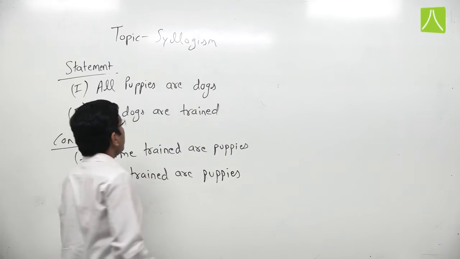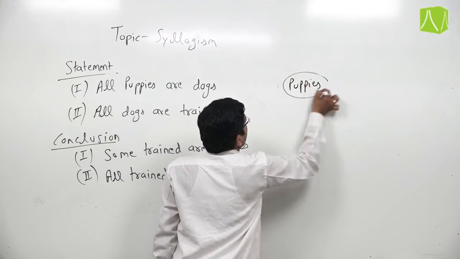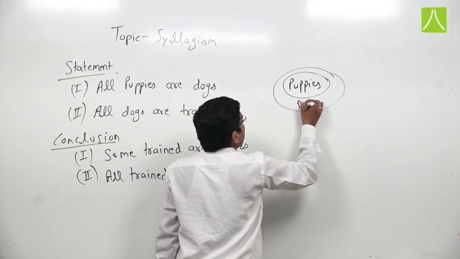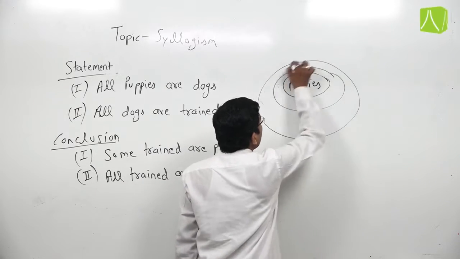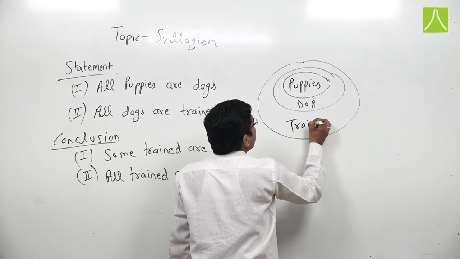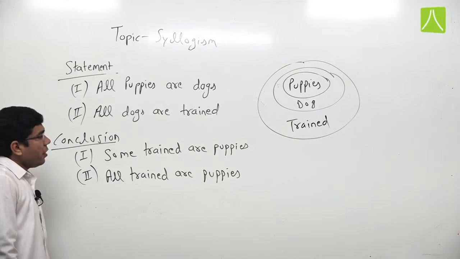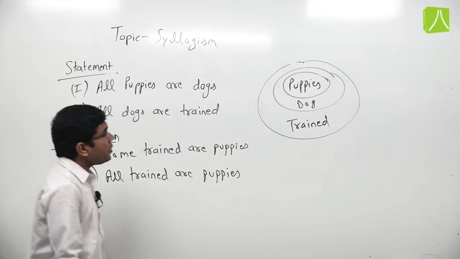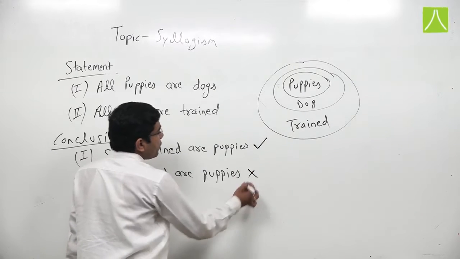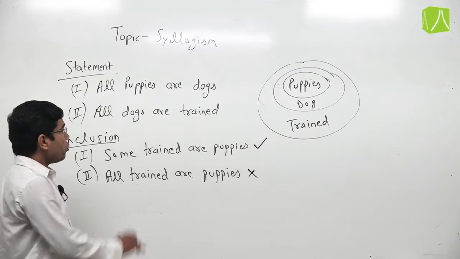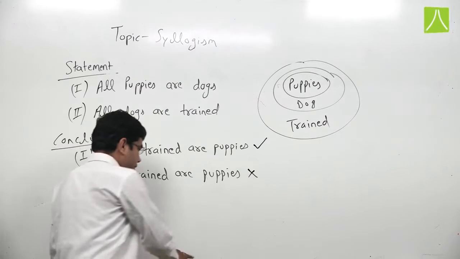Now first draw the diagram. All puppies are dogs. All dogs are trained. It is our basic diagram. Now, according to the diagram, first, some trained are puppies is correct, and all trained are puppies is not a correct conclusion. So, with the help of this diagram, we conclude that only conclusion 1 is correct.